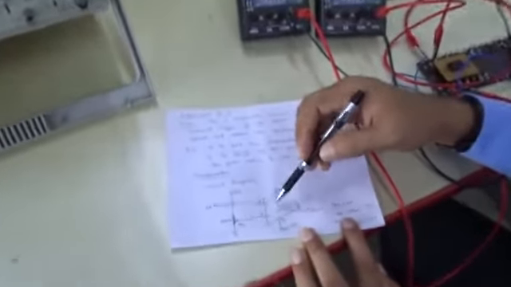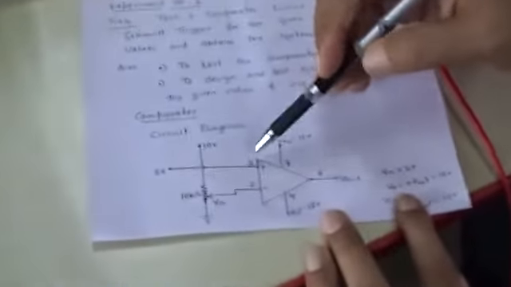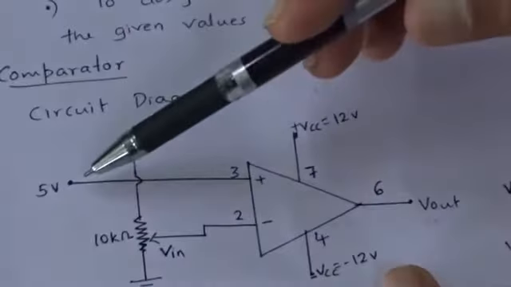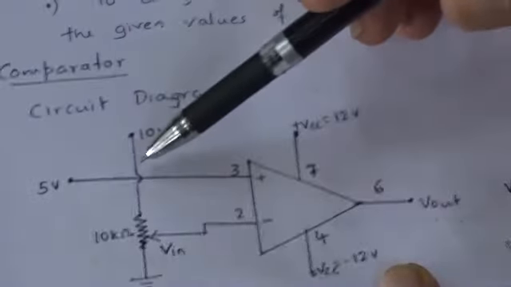So this is a circuit diagram of a comparator. Here you can observe I used the op-amp MU 741, and it has two inputs: one is the non-inverting input, the other one is the inverting input. For the non-inverting input I gave a DC voltage of 5 volt.